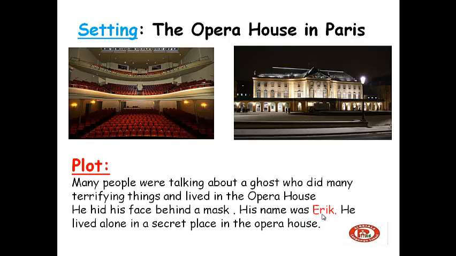Do you think that Eric was a ghost? It means he was a phantom, or he was a real person or a real man, but no one could see him. We will find out in the novel later on. He lived alone in a secret place in the opera house.